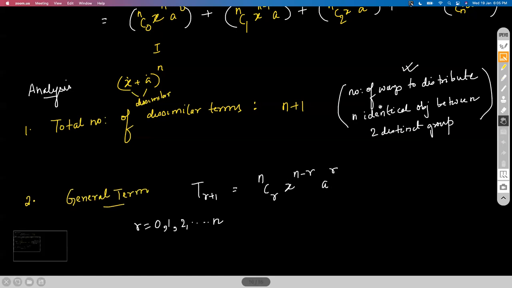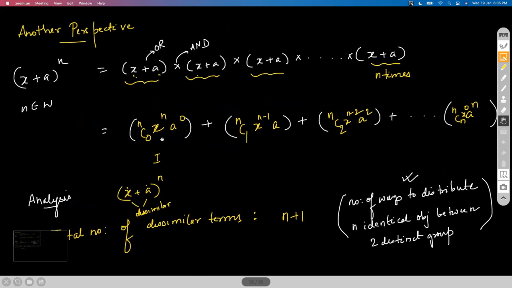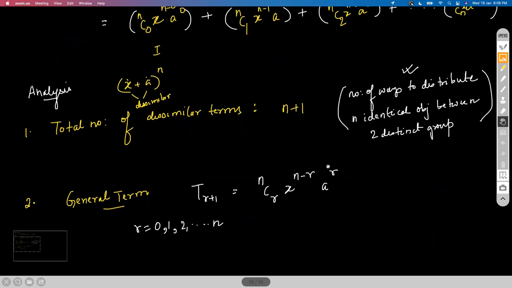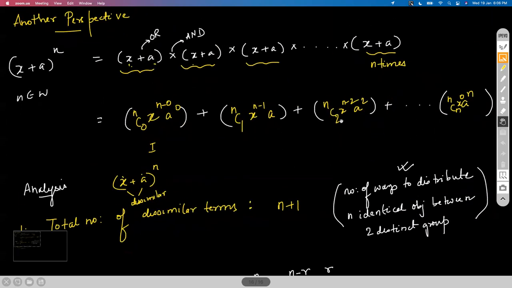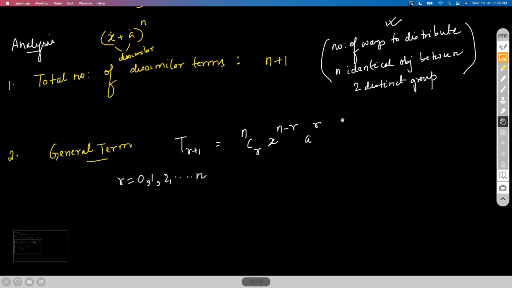And you can check. See, if you want your first term, first term is NC0, I'm putting a stress on 0, NC0, x to the power n minus 0, a to the power 0, right? That is what has been obtained here. If you want third term, NC2, isn't it? This is your third term. So NC2, x to the power n minus 2, a to the power 2. So that is why this, okay.